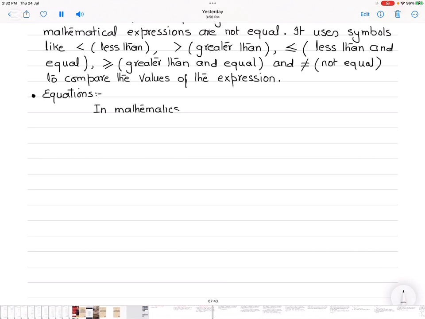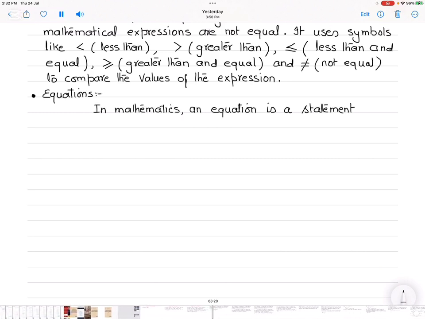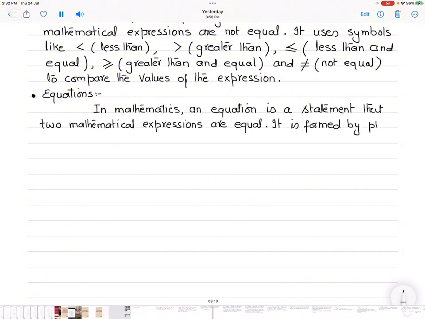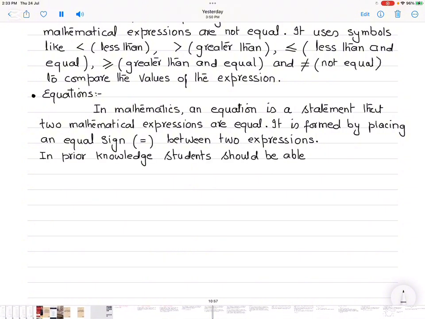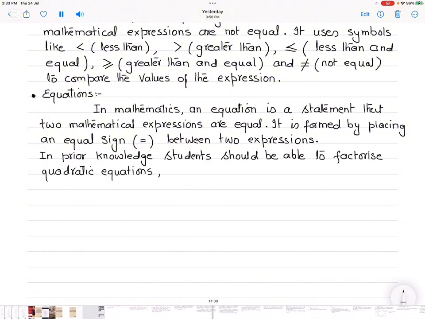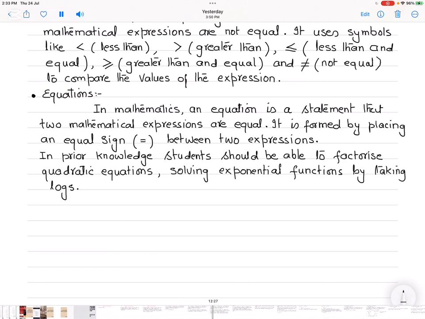Equations. In mathematics, an equation is a statement that two mathematical expressions are equal. It is formed by placing an equal sign between two expressions. In prior knowledge, students should be able to factorize quadratic equations, and solve exponential equations by taking logs.